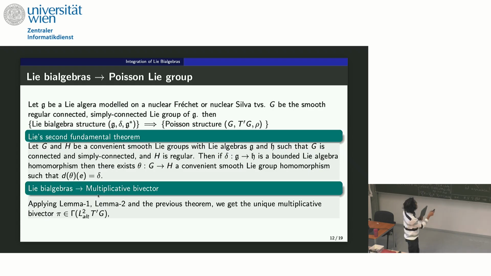So now for the converse part, we have to assume that our Lie algebra G is modeled on a nuclear Fréchet or nuclear Silva topological vector space, and we have to assume that this capital G is the smoothly regular, simply connected Lie group of the Lie algebra G. Then we can show that the Lie bialgebra structure on G, given by delta and its dual, this is a continuous dual.